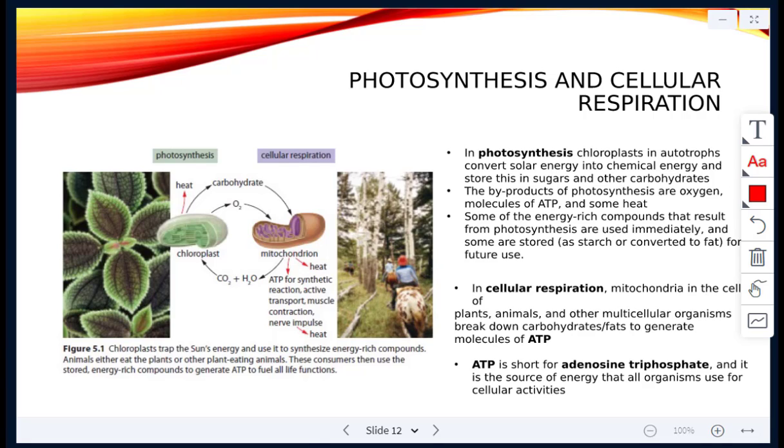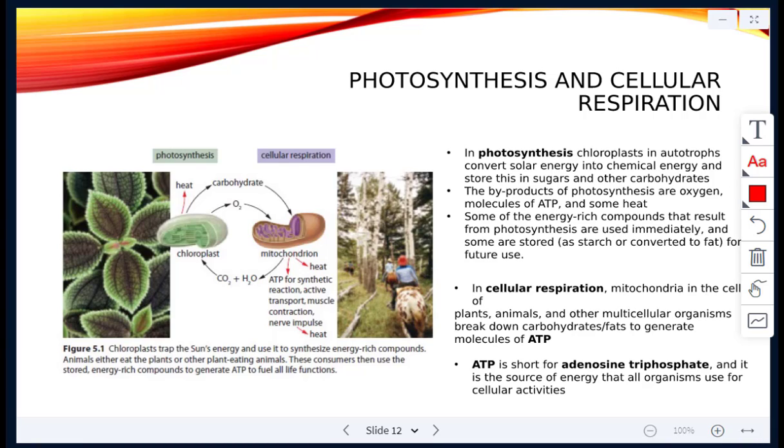All right, today's lesson, we're going to start by looking at photosynthesis and cellular respiration and how the two processes are related. So photosynthesis is occurring in chloroplasts in autotrophs. Autotrophs are those organisms that can make their own food. So they're converting solar energy, in this case, into chemical energy, and they can store this in sugars and other carbohydrates.